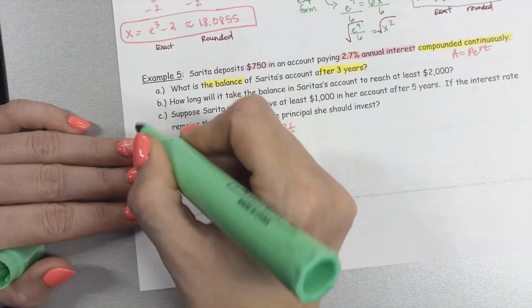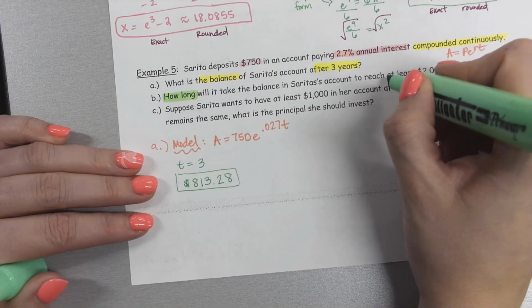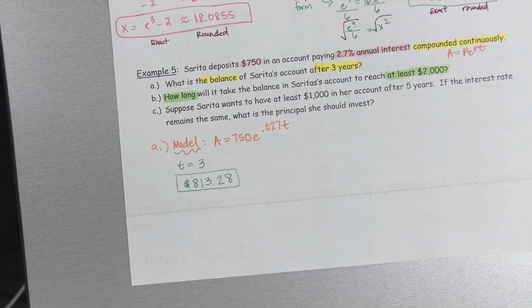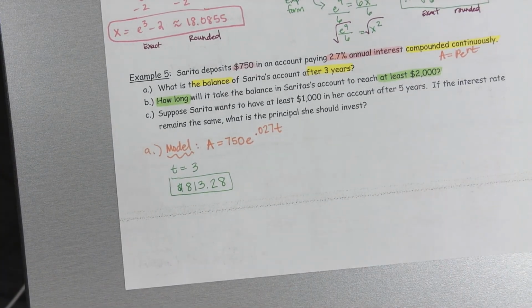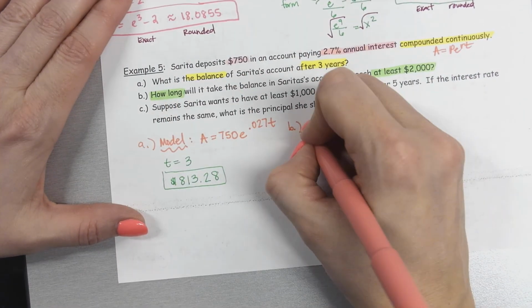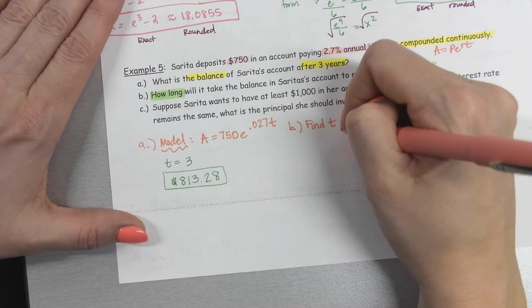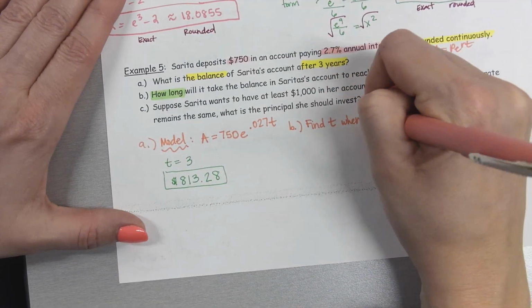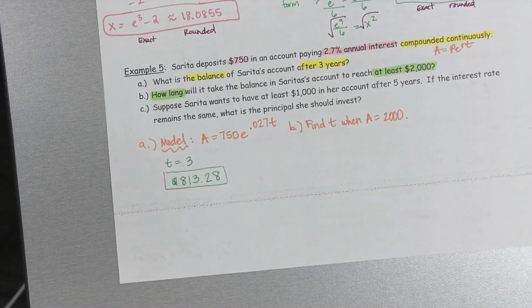All right, and part B, it says how long will it take the balance in Sarita's account to reach at least 2,000? Okay, so if it's at least 2,000, all we need to do is find the value of t. Anytime it says how long, that indicates you're going to find the t value. So we're going to find t when the A equals 2,000. Okay, you can set this up as an equation. You don't have to do the inequality, even though it says the at least.